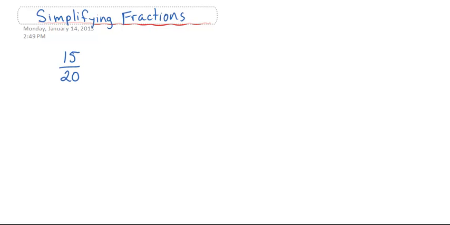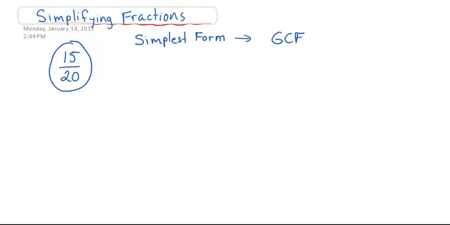This tutorial is going to show you how to simplify fractions. We're going to try to write this fraction 15/20. We're going to reduce it so that it is in simplest form. And the way to do that is we're going to use what's called the greatest common factor method of finding the simplest form of that fraction.